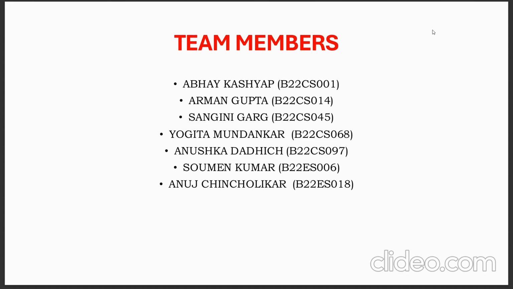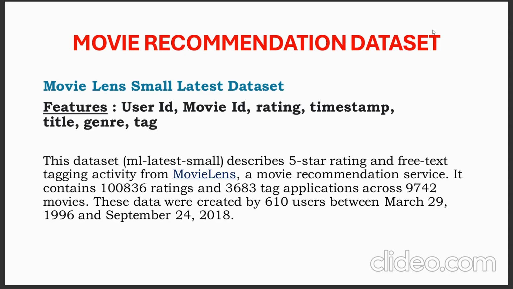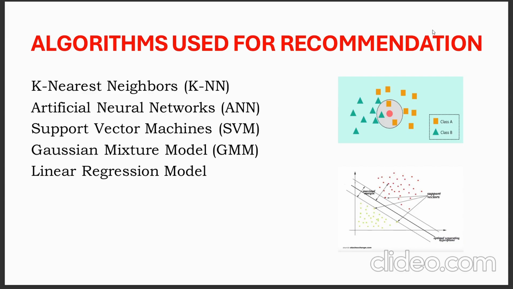So this is our movie recommendation data set. It's a MovieLens small data set that has features like user ID, movie ID, rating, timestamp, title, genre, and tags. It's a 5-star rating data set, and it has 100,000 ratings, and it was created in September 2018 by 610 users. Okay, let's jump to the algorithms that we have utilized in this recommendation system.